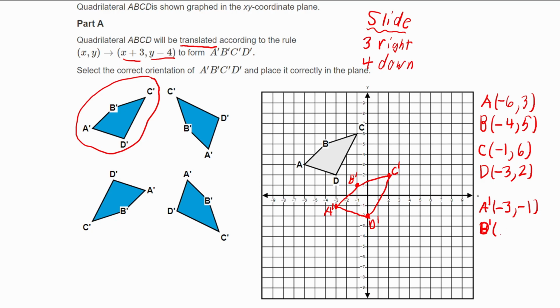B prime, whoops. -4 plus 3 will give me a -1. 5 minus 4 will give me 1. C prime is -1 plus 3 is 2. 6 minus 4 is 2. And last but not least, D prime, that's going to be -3 plus 3. They cancel out. They leave me with 0. And 2 minus 4 is -2, right? So we could double check all our coordinates, but they all match up, right? And that will allow us to check our work.